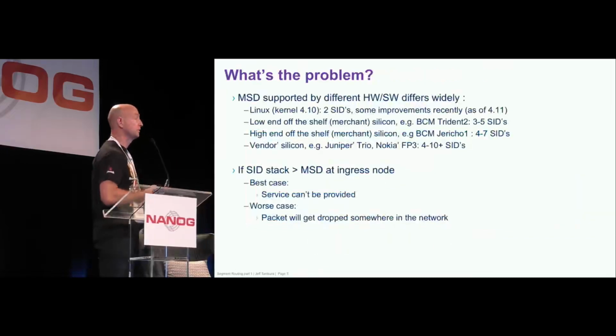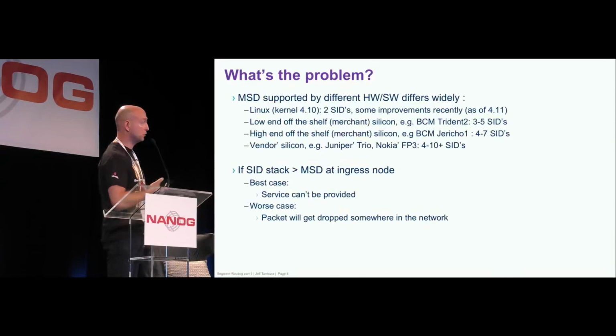So what's the problem? The variety and depth of MSD supported: if you look at Linux, up to 4.10, they could do only 2. In 4.11, there were improvements, questionable improvements from our perspective. On low-end silicon, 3 to 5 labels.